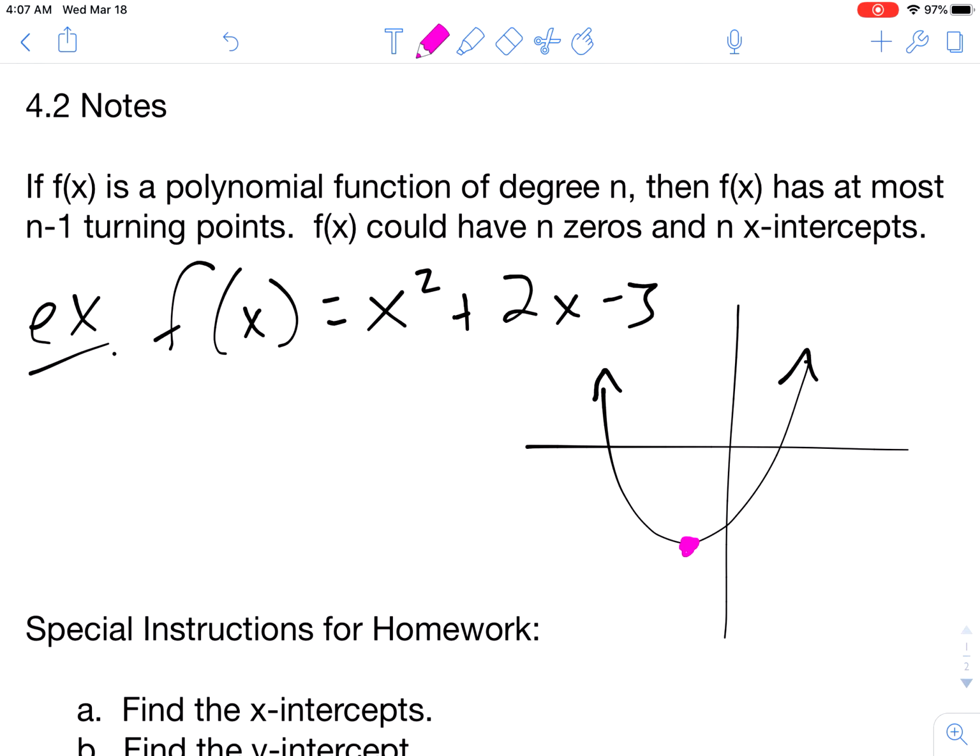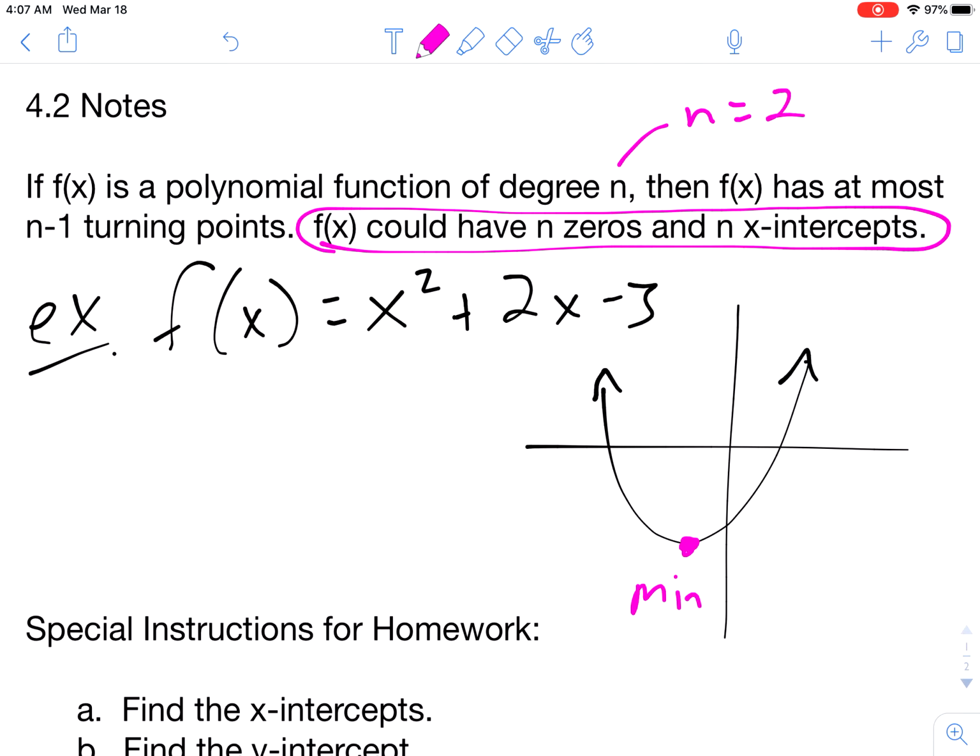2 minus 1 is 1. So one turning point. In fact, this is a min, and we could find that on the calculator. F of x, the other part of this rule is that f of x could have n zeros and n x-intercepts. Now remember, n was 2 in this case. This is a second degree polynomial, so usually that means that there's 2 zeros. The zeros happen to be pretty much the same as the x-intercept. And again, your calculator will find that for you.